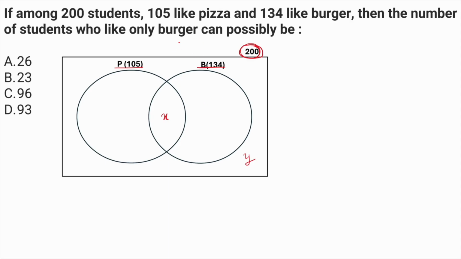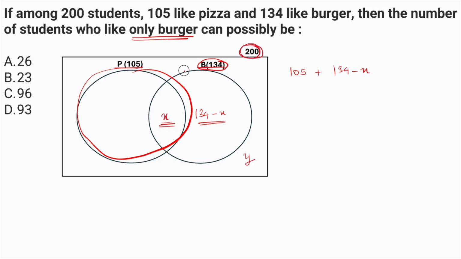Alright, so we are interested in the people who like only burger, right? There are 134 people who like burger. Out of that, X people like both pizza and burger. So 134 minus X is the number of people who like only burger. Notice that this entire circle for pizza is worth 105. That includes the ones who like pizza and burger both. To that, if I add 134 minus X, I will get the number of people who like either pizza or burger. So the number of people who like either pizza or burger would become 105 plus 134 minus X.